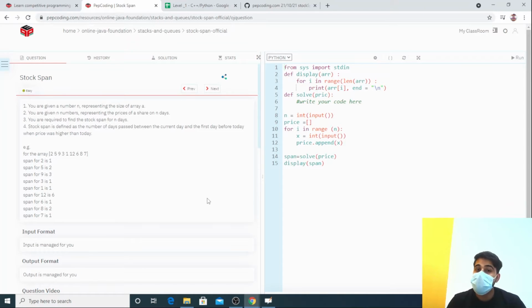So today we are going to discuss another interesting question on the topic of stack. It is nothing but stock span. This question is based on the same concept that we discussed in the previous video, that is nothing but next greater element to the right.